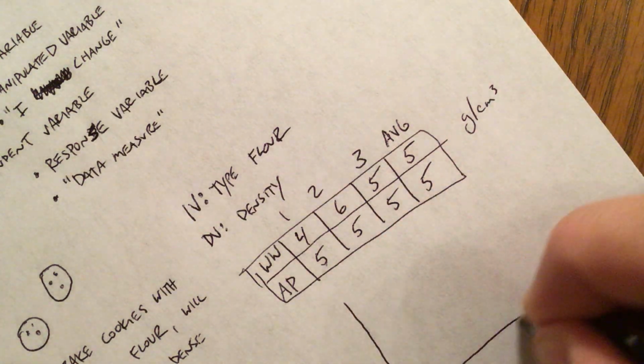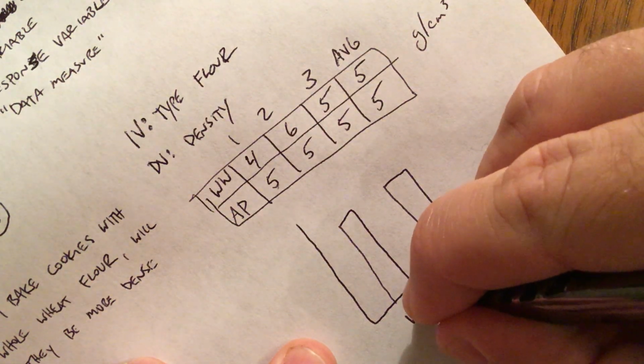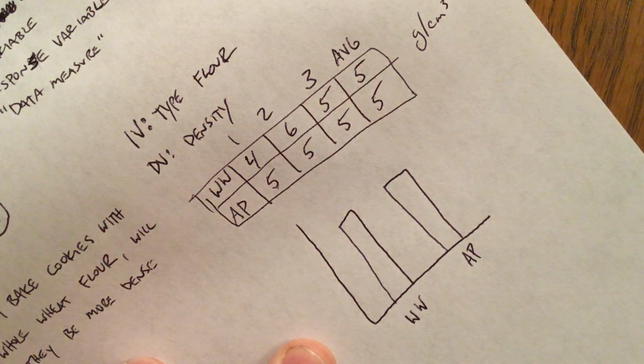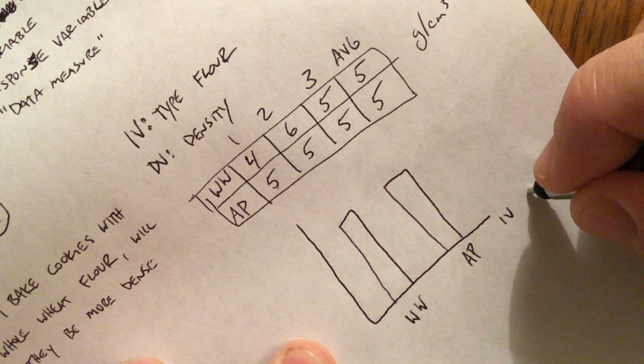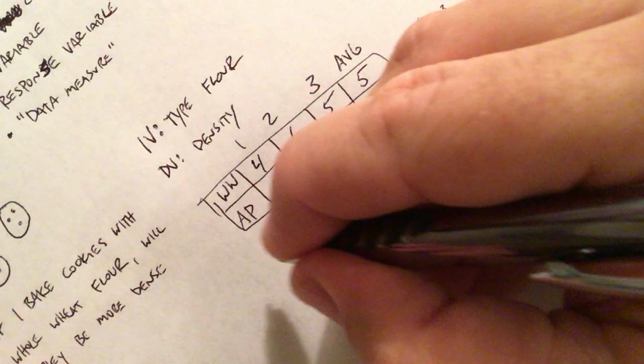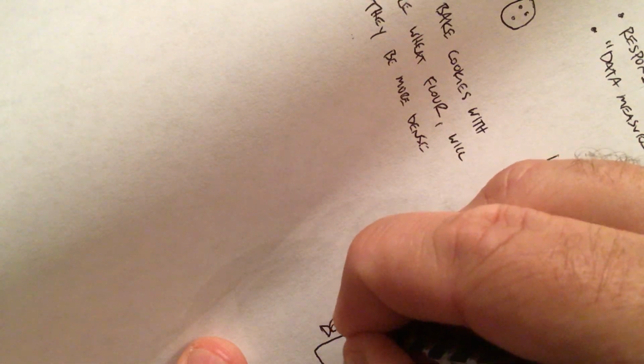You'd still have a graph. The graph would look something like this. You'd have the type of flour, whole wheat and all-purpose, on the x-axis. That's usually where your IV goes. And then on your y, you have your DV, and we decided that is density.